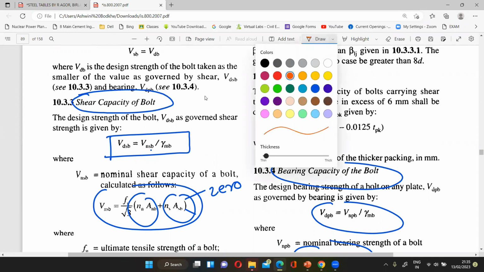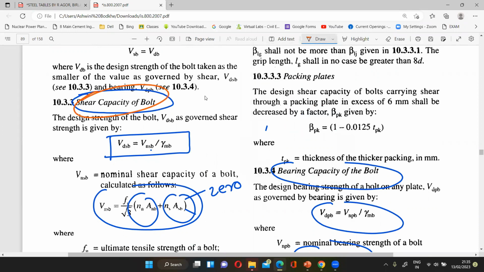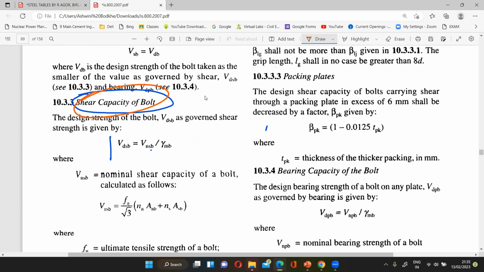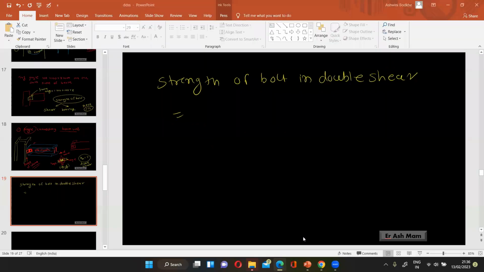I'm taking a different color, red color. Shear capacity of bolt, VDSB equal to VNSB upon gamma MB, where VNSB equal to Fu upon root 3 times (Nn Anb plus Ns Asb).